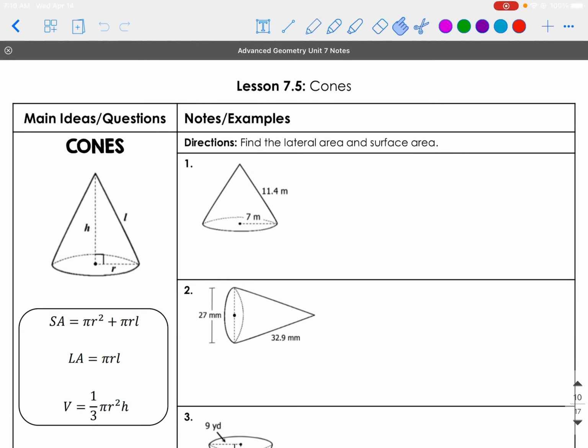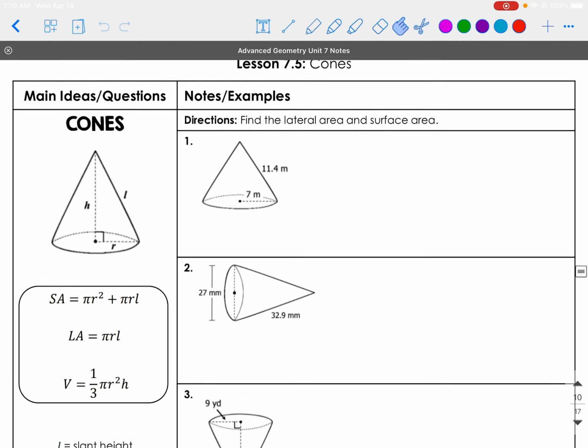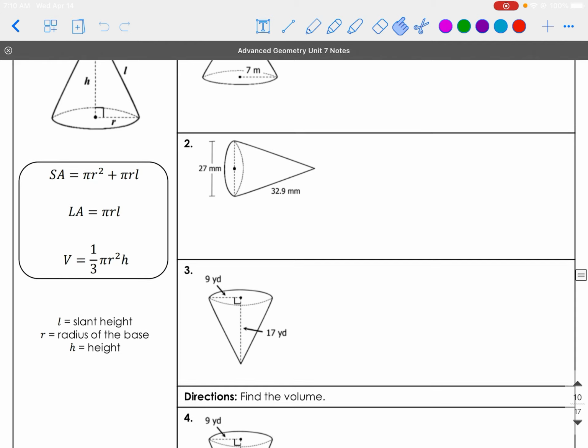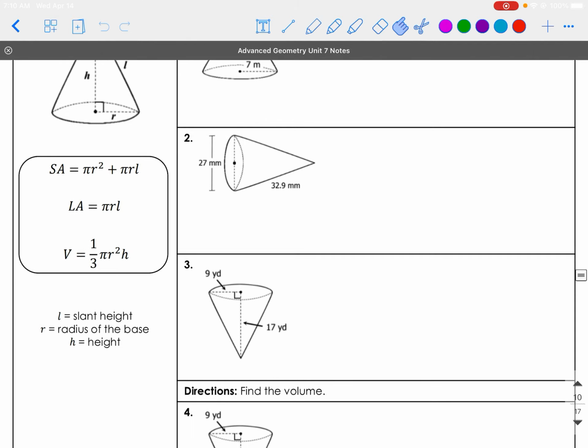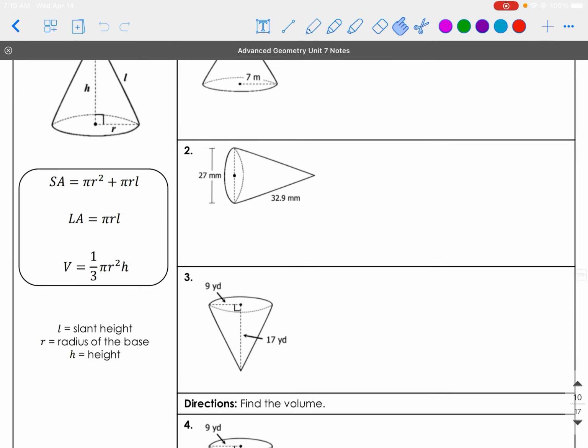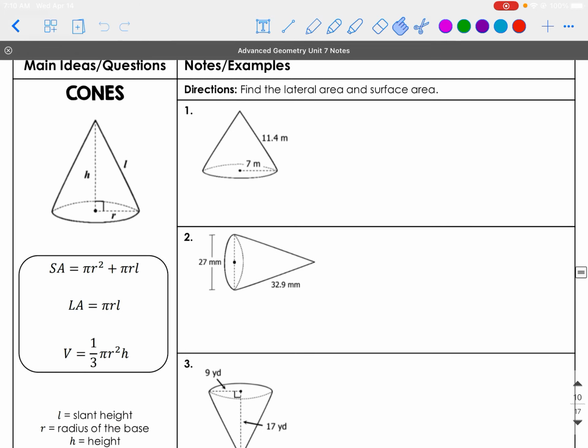Hey guys, in this video we're moving on to our next shape, which is the cone. And you can see here on the left the formulas that we need. For these formulas we need the slant height, the radius of the base, and the height of the cone. These first few we're only finding the lateral area and the surface area.